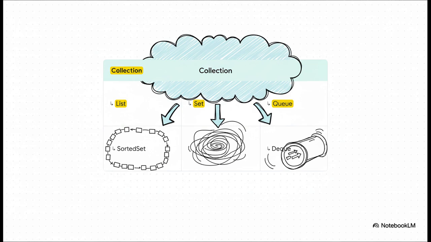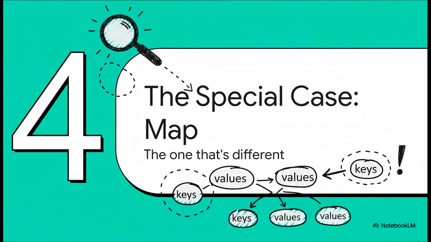And here you go. This diagram puts it all together beautifully. See? Right at the top, you have collection. And branching out from there are our three main players: list, set, and queue. They all inherit those basic abilities from collection, but then each one adds its own special flavor, its own set of rules on top.